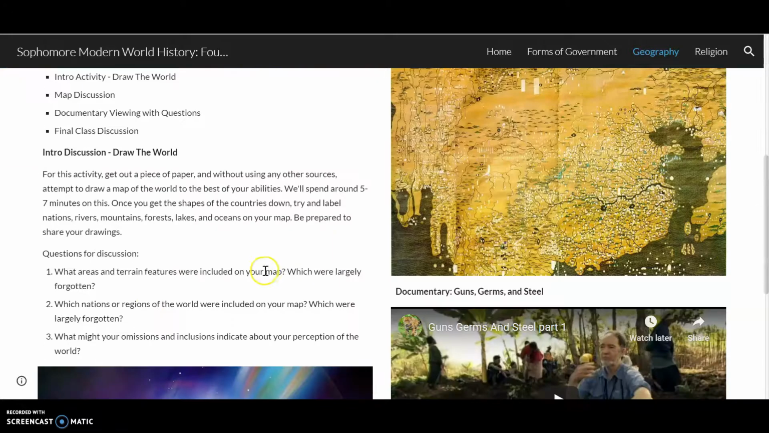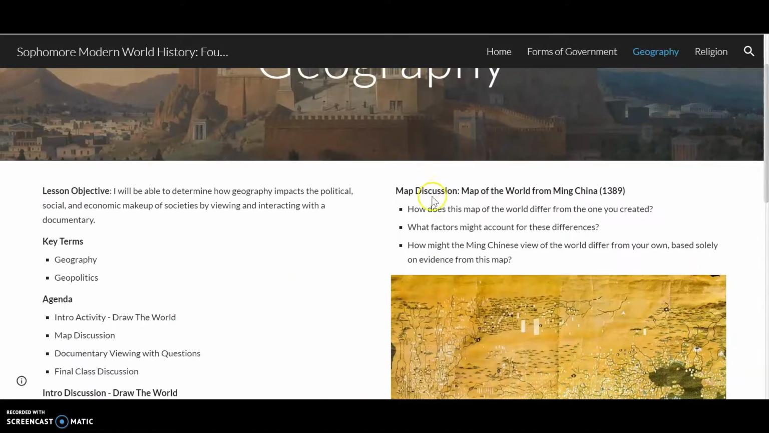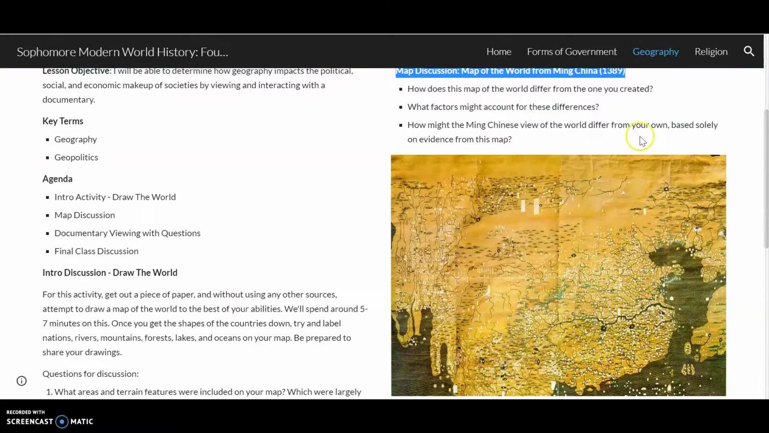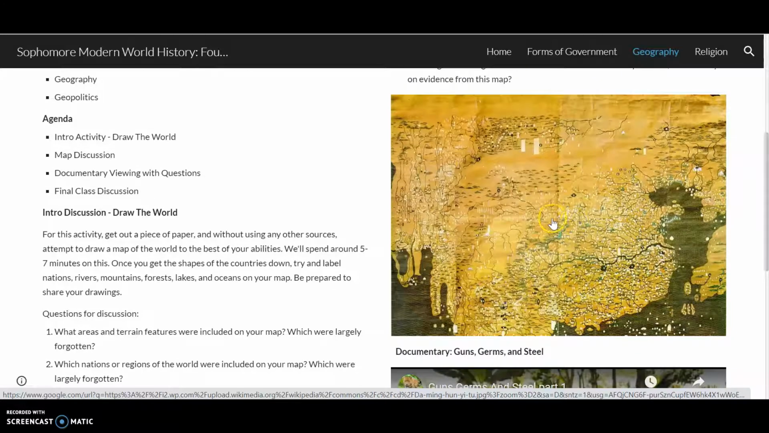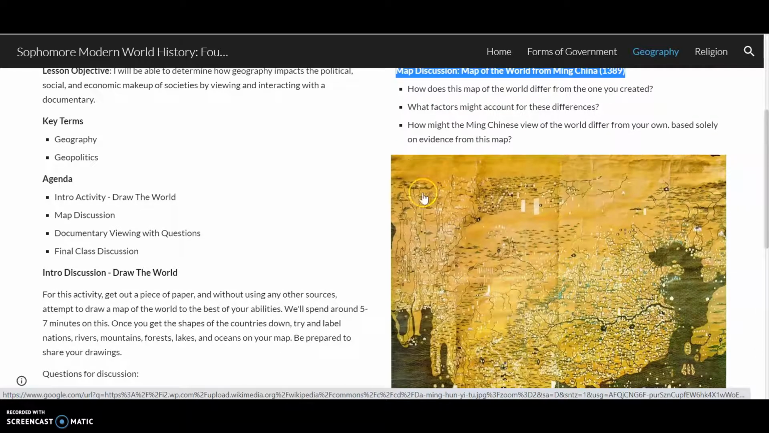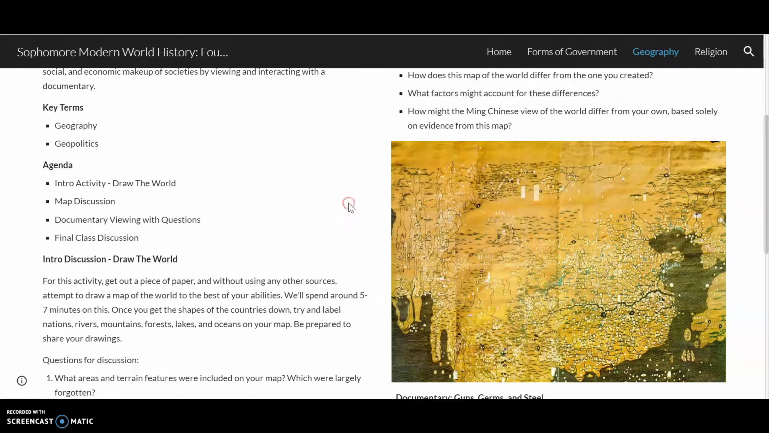But then, like I said, this activity feeds into the map discussion, the map of the world from Ming China from 1389. Basically it's just what the Ming Chinese thought the map of the world looked like. They're really skilled cartographers, as I was telling my students. So it's interesting to try to figure out why their map looks so different from the modern map of the world.